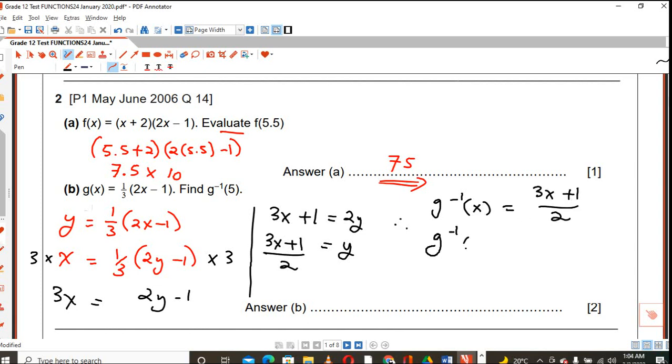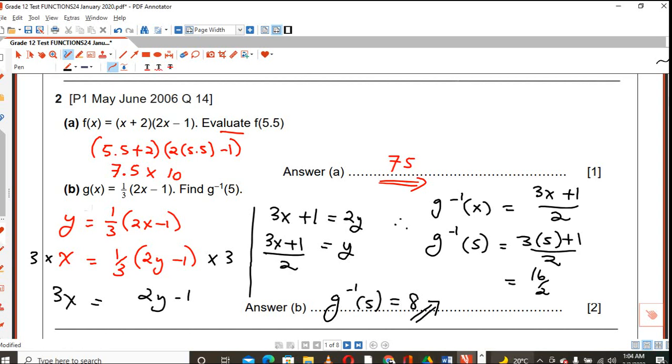And now you can actually find what that value would be if you substitute it in there. You'll get 15 plus 1, so that gives you 16, half of 16. So therefore, the inverse of g, when you have 5, you'll get an answer of 8.